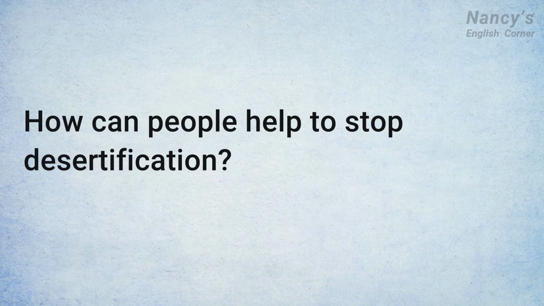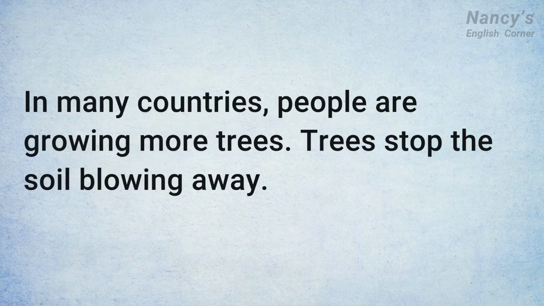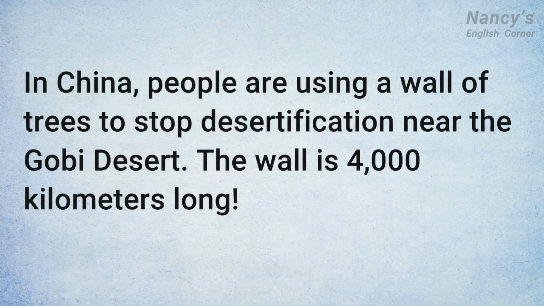How can people help to stop desertification? In many countries, people are growing more trees. Trees stop the soil blowing away. In China, people are using a wall of trees to stop desertification near the Gobi Desert. The wall is 4,000 kilometers long.